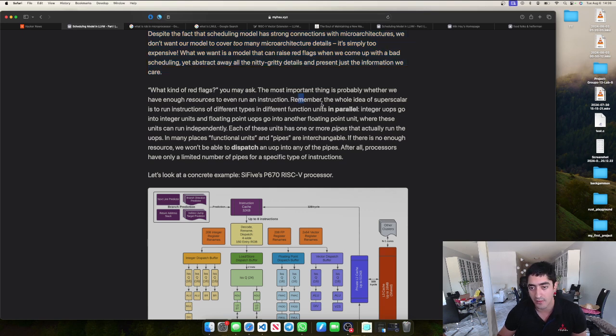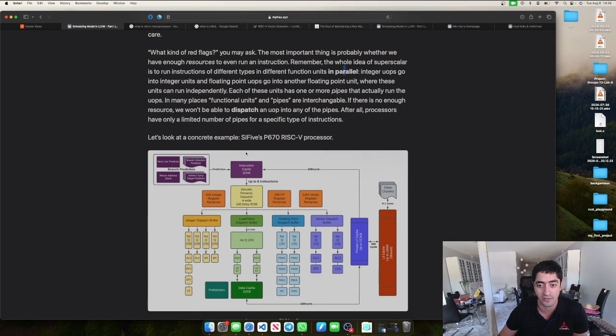So I was right, it's in parallel. Each of these units has one or more pipes that actually run the UOPs. In many places, functional units and pipes are interchangeable. If there is not enough resource, we won't be able to dispatch a UOP into any of the pipes. After all, processors have only a limited number of pipes for a specific type of instruction.